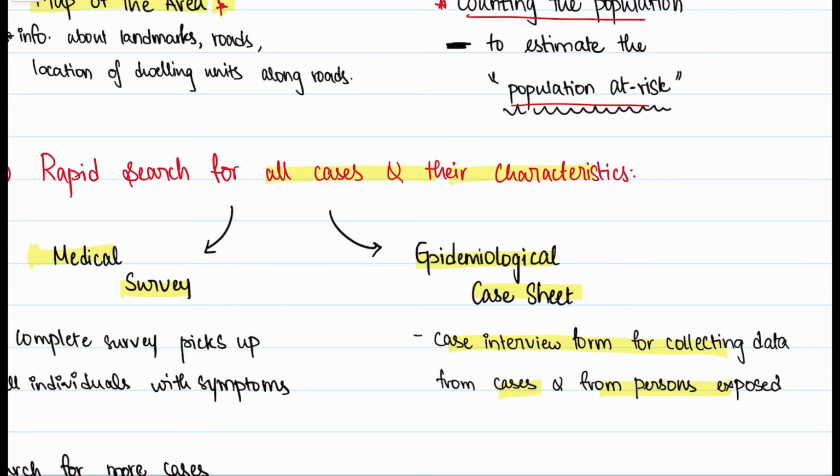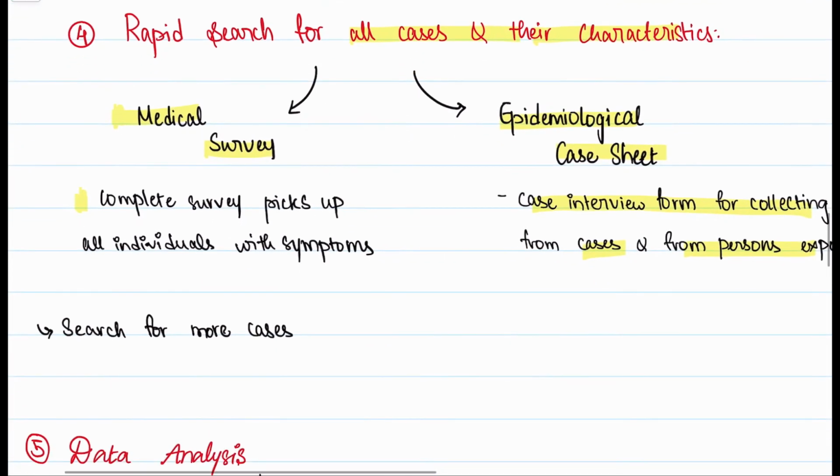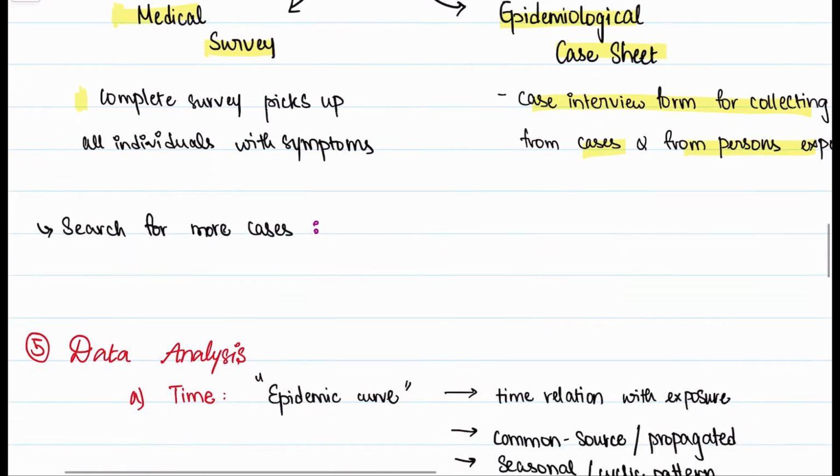Then we search for all the cases. After that, we search for more cases based on the symptoms and based on their contacts. If we find any cases, we find their primary and secondary contacts, so we can reach a wider population more specifically. Then data analysis.